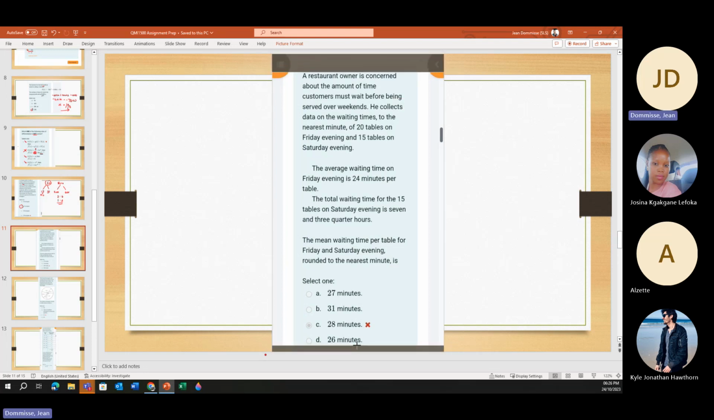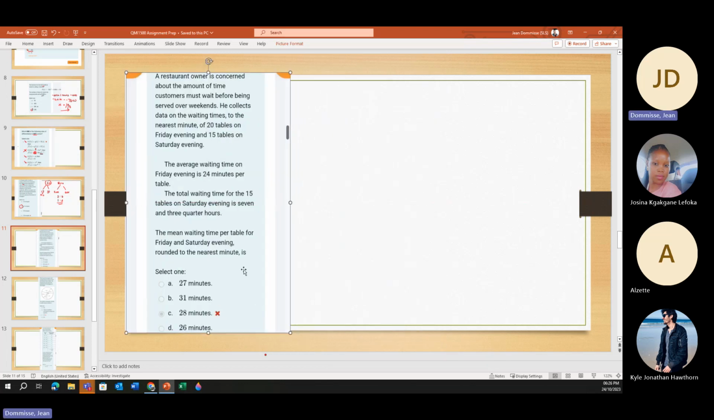A bit of cropping and then see. We can just, okay.